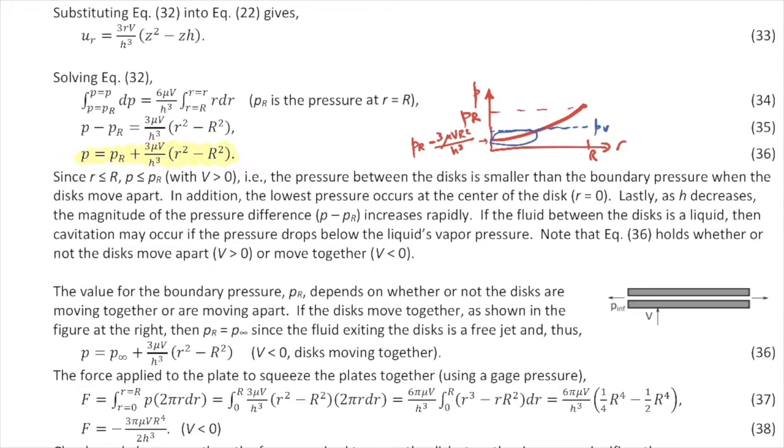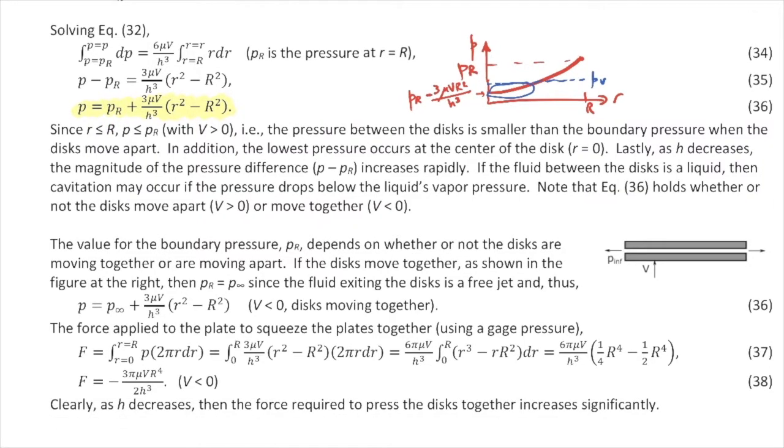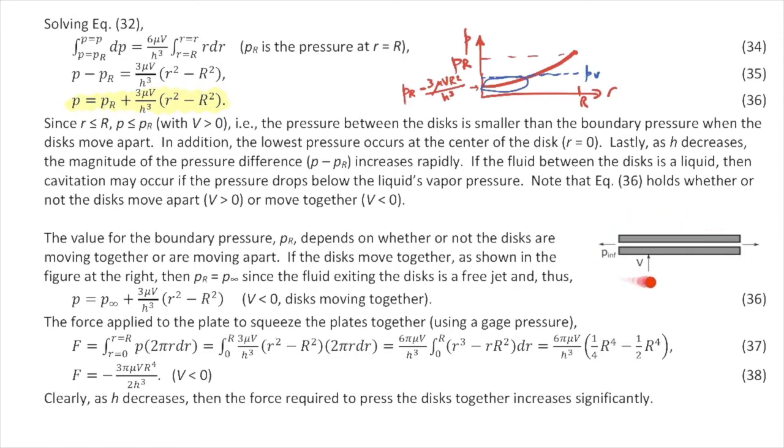So let's talk about that boundary pressure, P sub R. I'm going to start first with the disks being pushed together, kind of shown in the picture in the bottom right here. So now the disks are being pushed together, so the flow is being squeezed out. In that case, the pressure right at the edge of the disk, P sub R, would be the same as the surrounding pressure, P infinity, because these jets coming out are free jets, and so they have the same pressure as the surroundings. So that's what our pressure distribution would look like in that case.